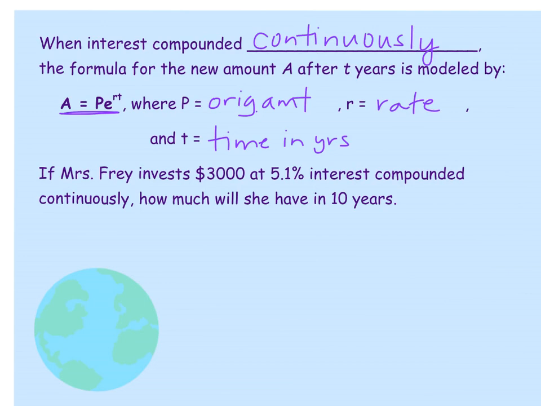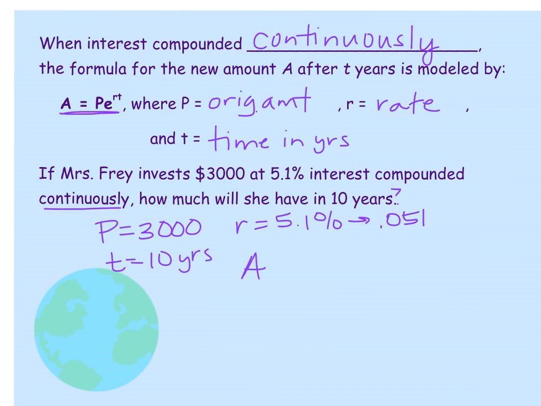It says if Mrs. Fry invests $3,000 at 5.1% interest compounded continuously, how much will she have in 10 years? All right, so we know that the original investment is $3,000. We know our rate, we have to convert, so 5.1% means we plug in 0.051 into our formula. We always move it 2 to the left. And the time we're going to incorporate is 10 years.